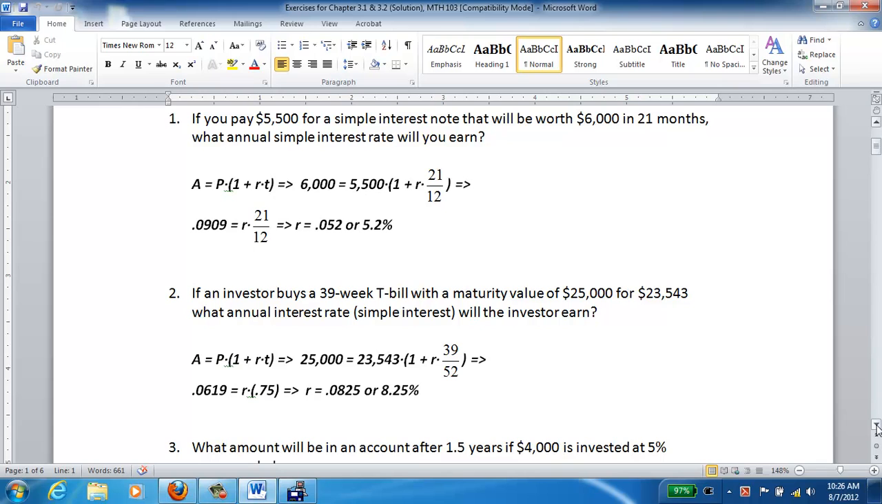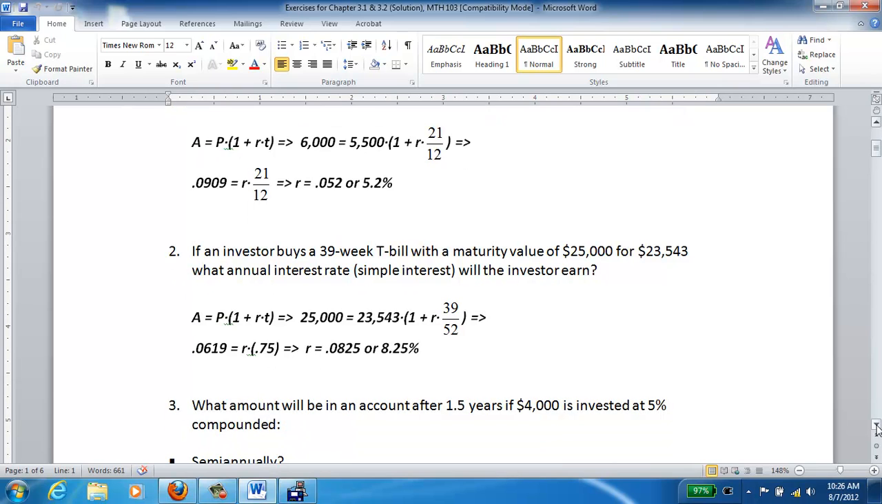Problem number 2, it is exactly the same. We know the future value and the present value. You have to use the same formula because we have simple interest. Then you solve for R. R is 0.0825 or 8.25%.